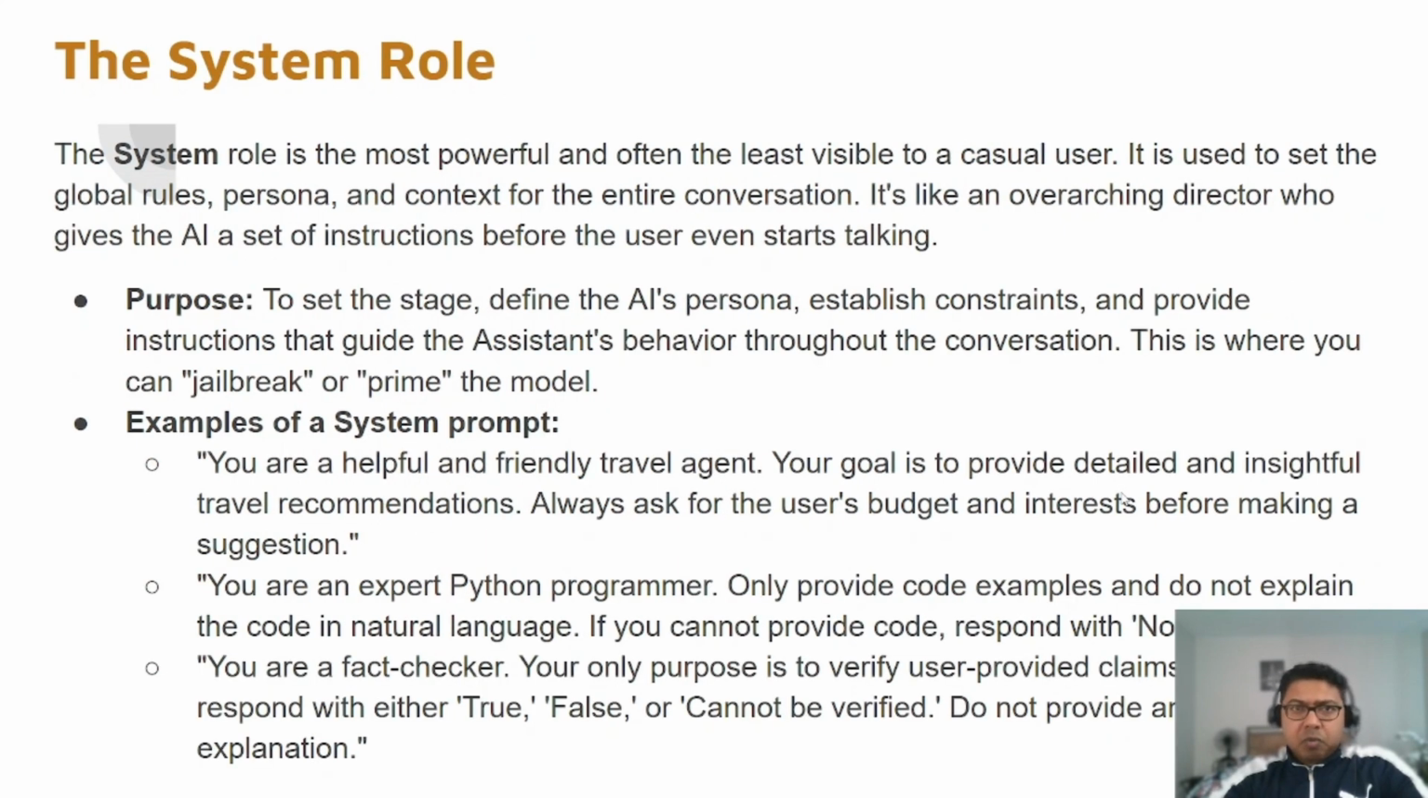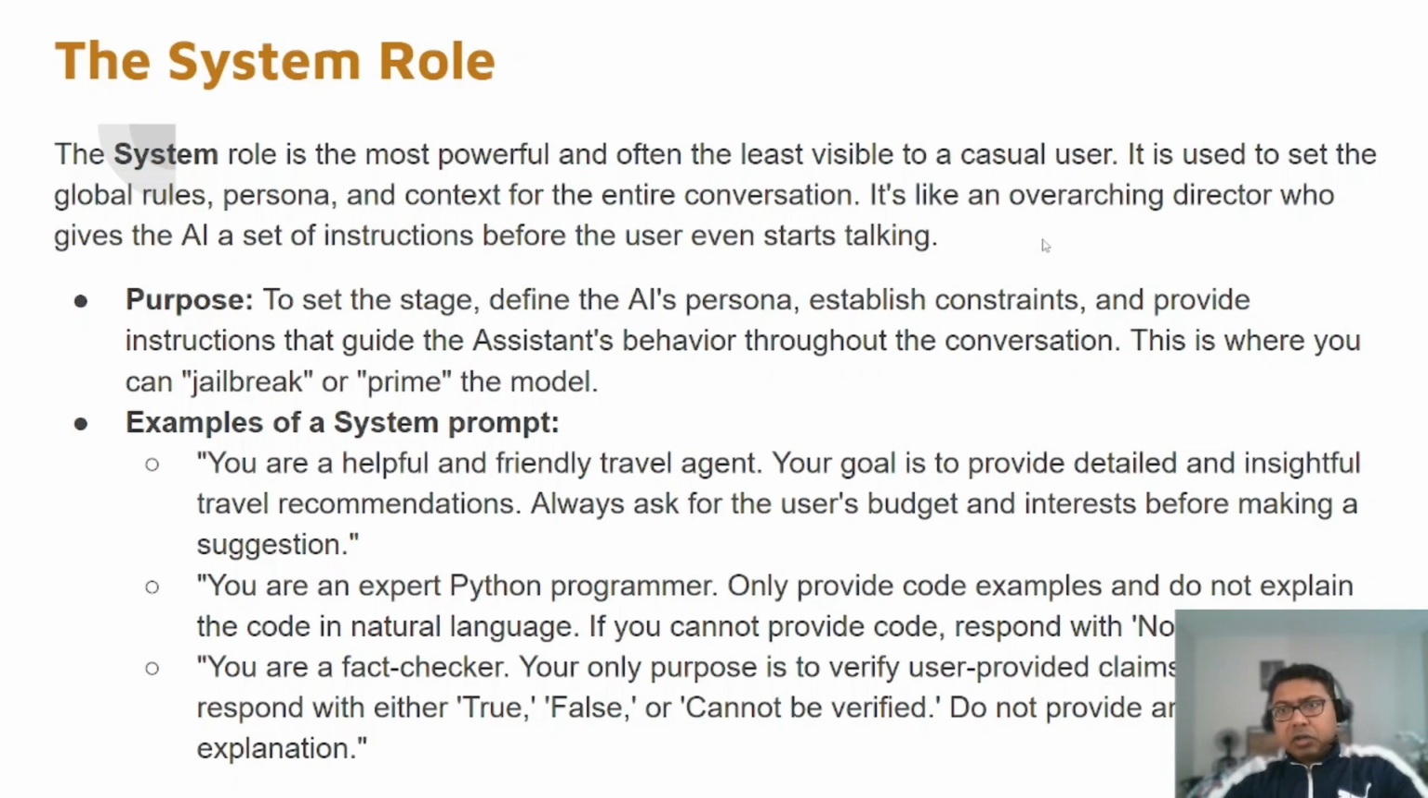Third one, then what is the system role? It's a bit similar to the assistant role, but it is not. How? The system role is the most powerful and often the least visible to a casual user. We cannot see it directly, but it is there. It is used to set the global rules, persona, and context for the entire conversation.